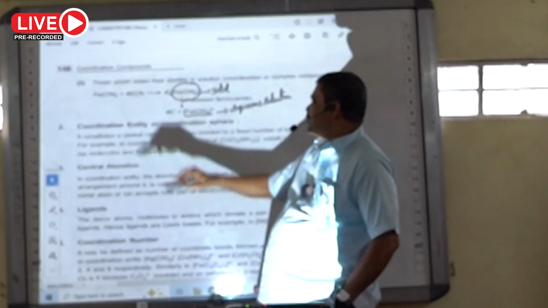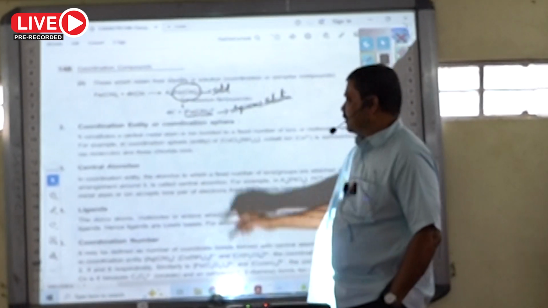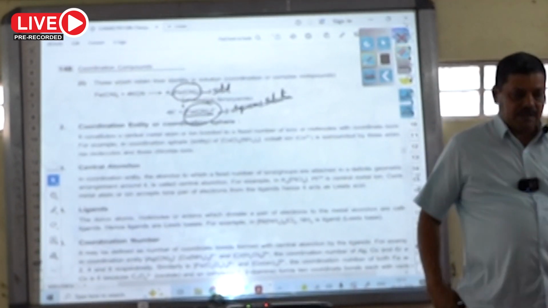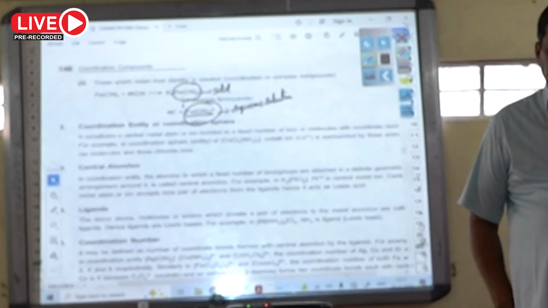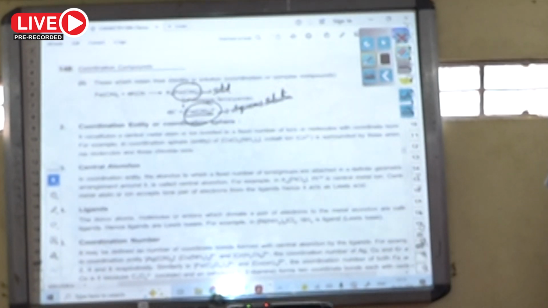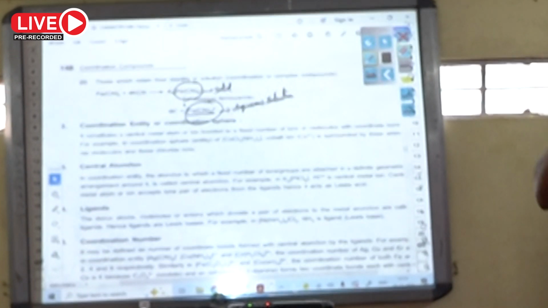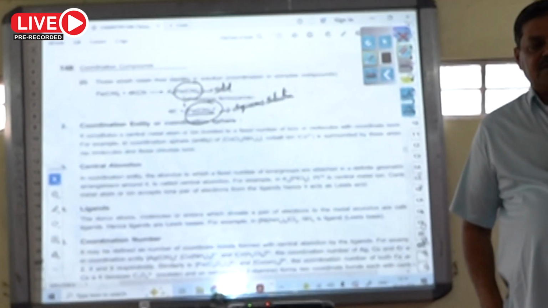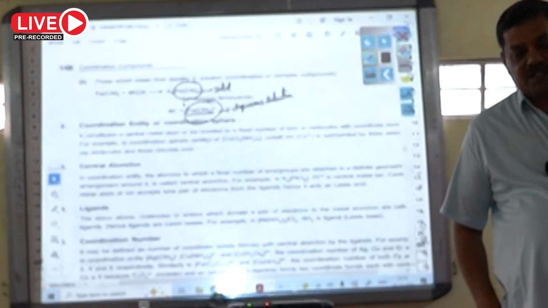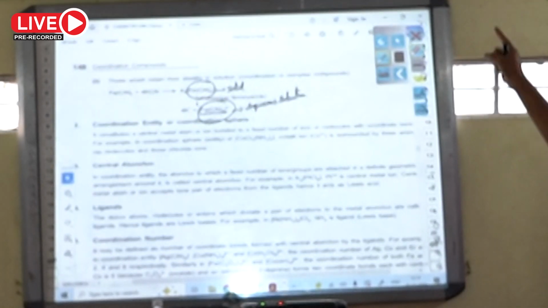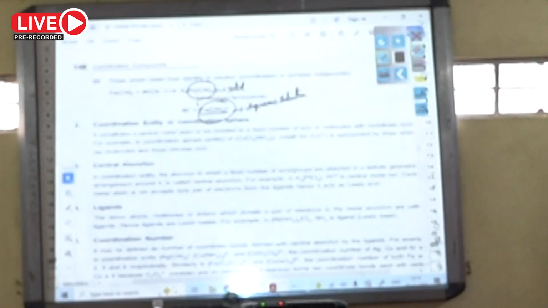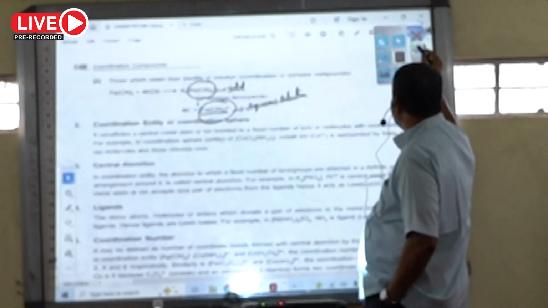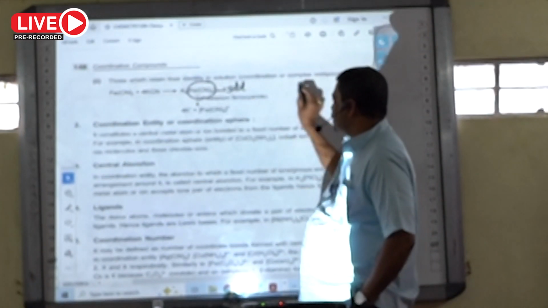So the part that exists both in solid state and in aqueous solution is called complex ion or coordination sphere, which does not further ionize, that won't further break. That is present in both solid state as well as in aqueous solutions. So compounds containing that type of coordination sphere or complex ion are called coordination compounds or complex compounds.